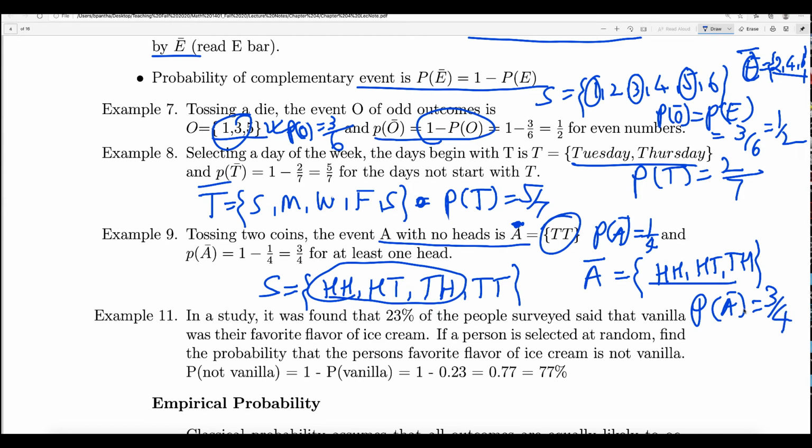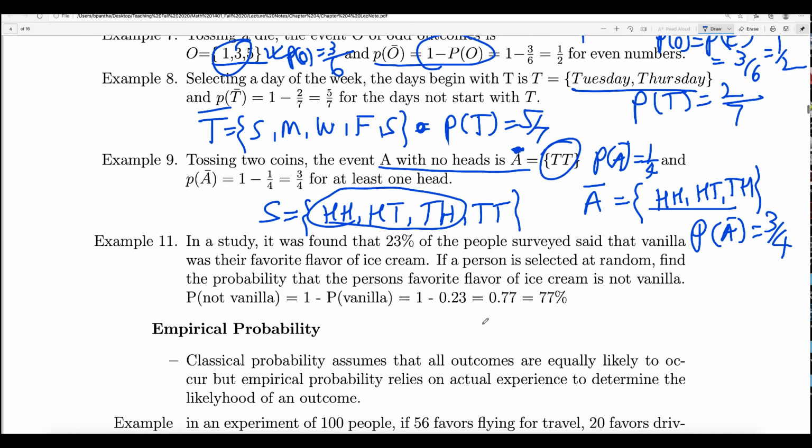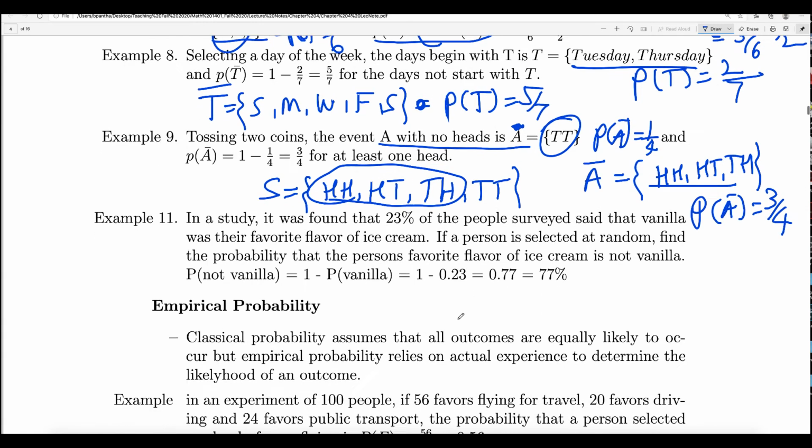Let's look at example number 11. In a study, it was found that 23% of the people surveyed said that vanilla was their favorite ice cream. If a person is selected at random, find the probability that the person's favorite flavor of ice cream is not vanilla. So the probability of not vanilla is 1 minus probability of vanilla, that is 1 minus 0.23, that is 0.77, that is 77%. Okay, so this is how you find the probability of the complement.